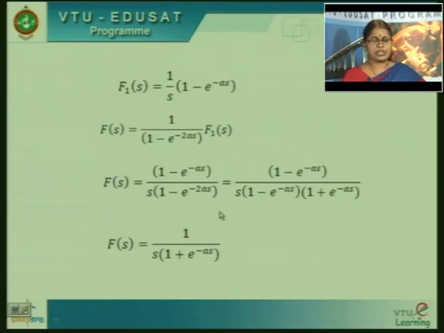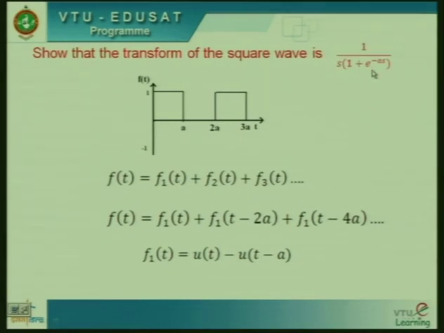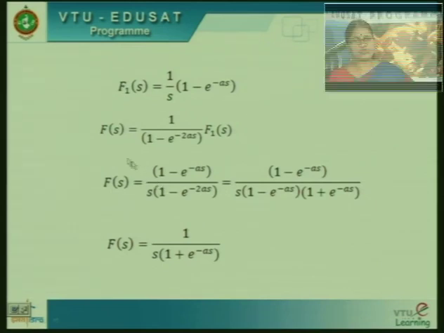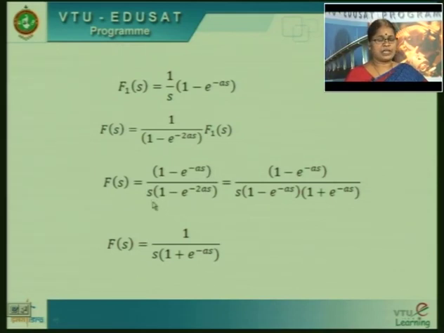Again, to bring it to the form which is given in the question, what is asked? You have been asked to prove that the Laplace transform of this wave is 1 divided by s into 1 plus e power minus as. But what we have got is the Laplace transform of the function as 1 minus e power minus as divided by s into 1 minus e power minus 2as. So, to bring it to the form which is given in the question, let us split this term.